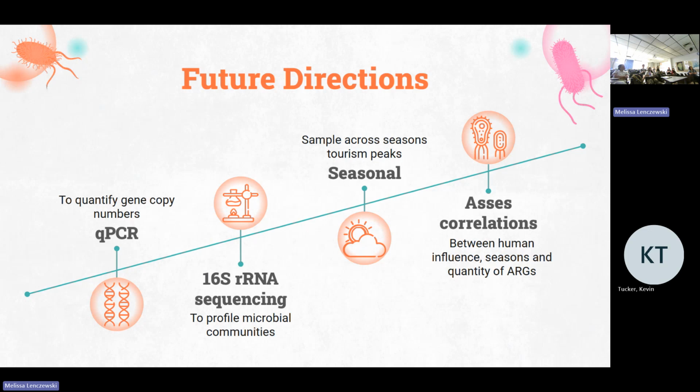Moreover, seasonal is very important. If we're able to sample across tourism periods and seasons of high population versus low population, maybe this will shed light on if the anthropologic effect is actually valid or not, and then assess correlations through statistical analysis. All of these things will be very important in the bigger picture of antibiotic resistance genes that will help us fight this terrible.